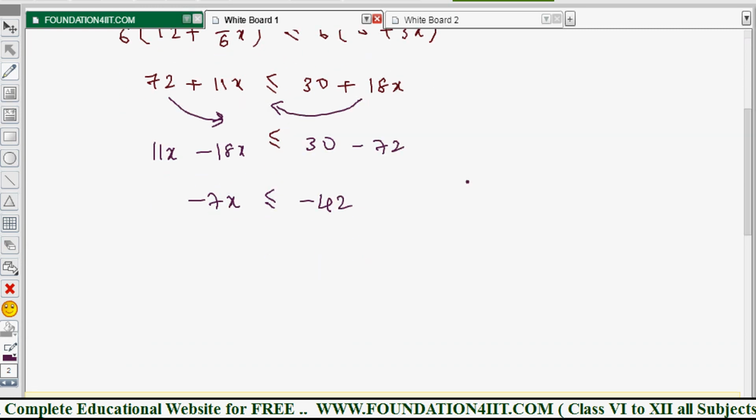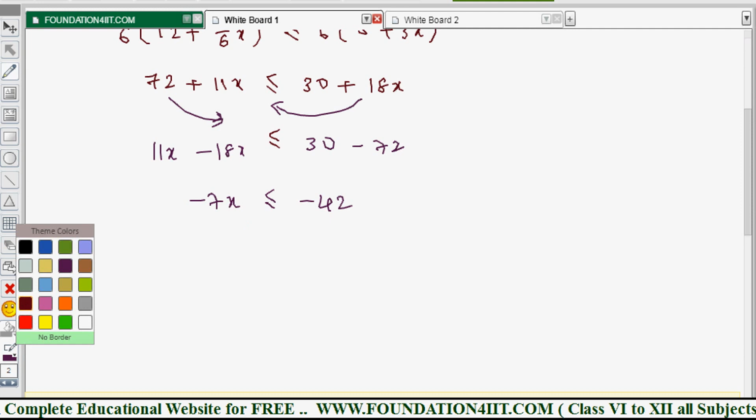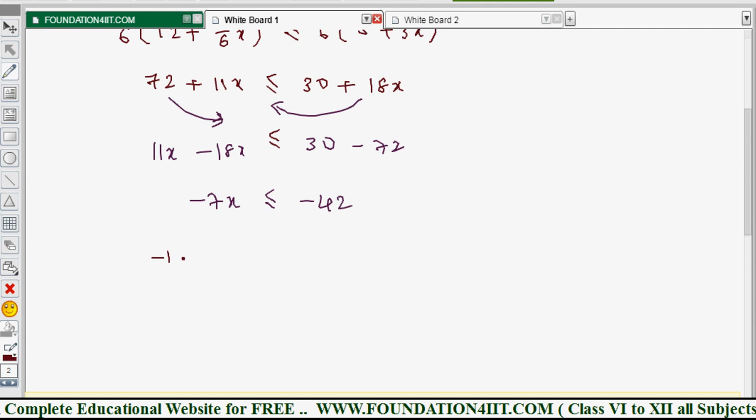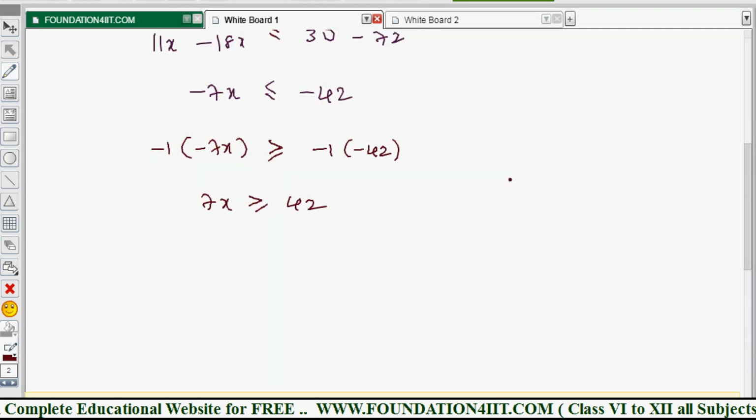Now minus 7, don't just cancel the minus on both sides because it's an inequation. We should multiply with minus 1 both sides. So according to the property, whenever you multiply both sides with negative 1, this less than or equal becomes greater than or equal. This will reverse the inequality. Whenever you multiply both sides by a negative number, you should reverse the inequality. This is one of the properties I explained. So minus 1 into minus 7x is plus 7x greater than or equal to 42. Okay. Now 7x is greater than or equal to 42.